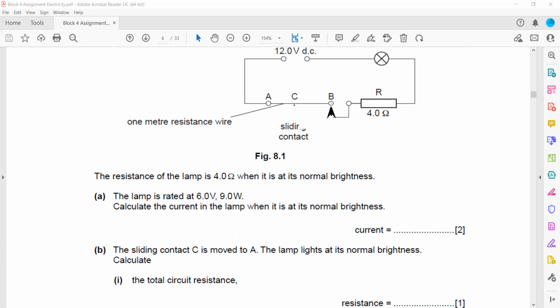So the sliding contact is moved from A to B. As a result, what happened? This wire will now have resistance. The fixed resistor already has a resistance and the lamp also has a resistance. Before, when it was at A, the wire was not having any resistance, but now the wire is also used. So what will happen to the brightness of the lamp? The brightness of the lamp will decrease.